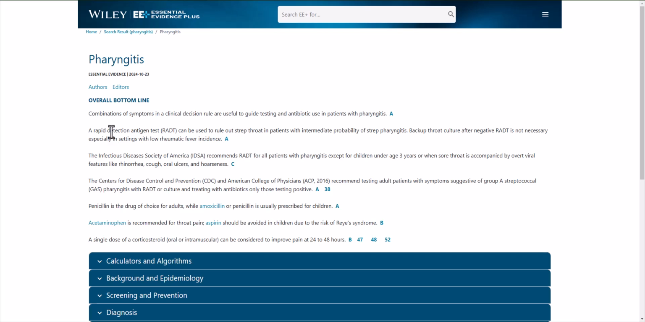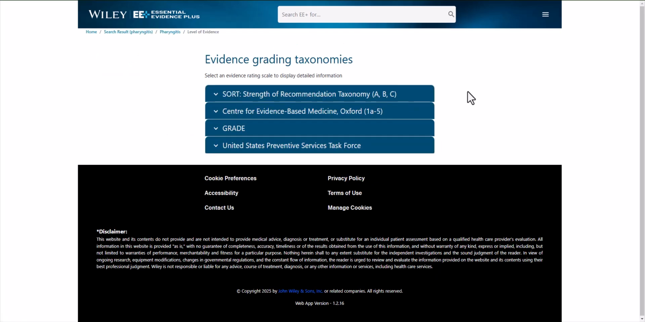All of the topics in EEP will start off with an overall bottom line. Basically this is going to be a very brief series of statements. And after those brief series of statements, you'll see the evidence ratings of either usually A, B, or C. Now what these evidence ratings refer to, if I click on one, for example, it'll say SORT A, and then there's a little learn more area where you can click on to learn more about the SORT taxonomy.